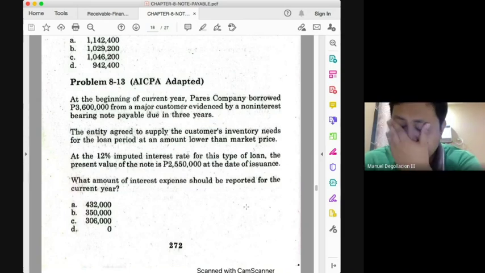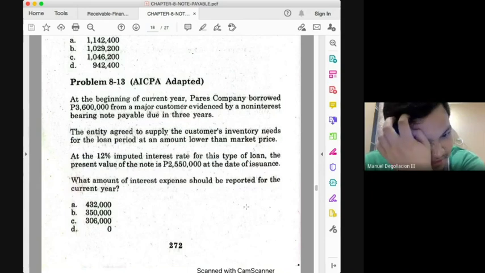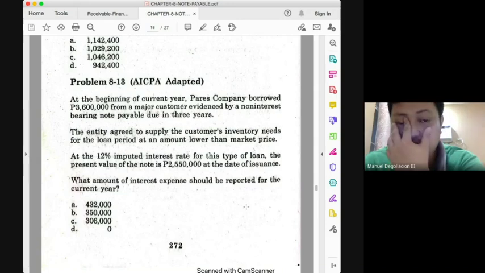The possible point of confusion here would simply be whether or not you know that you are supposed to use the 2,550,000. Again, the rule is initially measured at fair value, and the fair value is simply the present value. And in this case, you're already given the fair value of 2,550,000. If you're asked how much is the initial carrying amount, our answer would be 2,550,000. And under the effective interest method, interest expense is simply your present value times the interest rate.